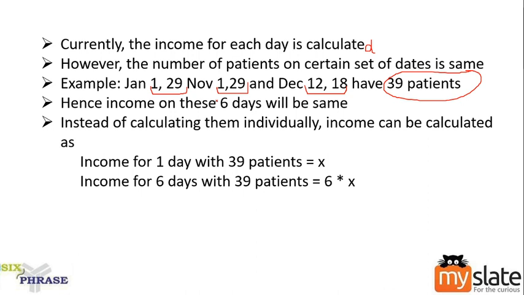You can directly substitute it, right? Instead of calculating for the first day, second day, third day individually, for 6 days it is going to be 6 into X. You can directly tell the answer. So this is the optimization we are going to do now.